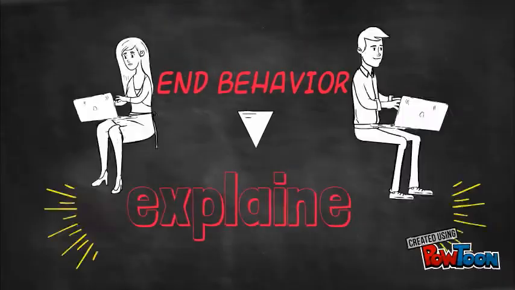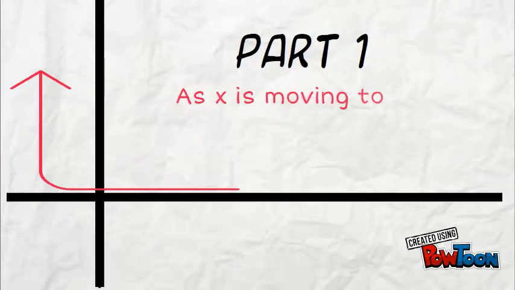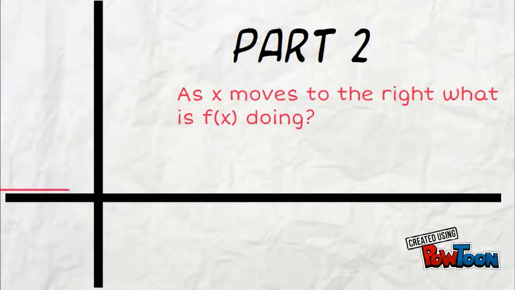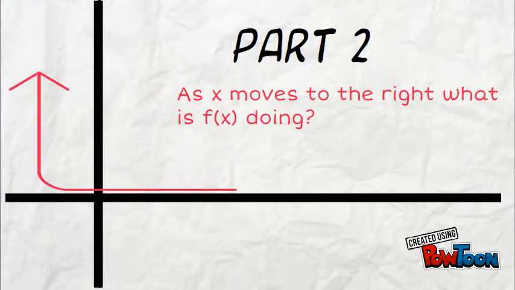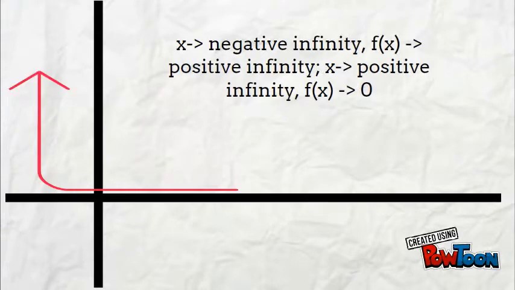And this is end behavior explained. As you can tell from our graph here, as x is moving to the left, f of x is traveling up towards positive infinity. And as you can see here, as x is moving to the right, f of x is traveling towards 0. So, our end behavior for this graph would be, as x is traveling towards negative infinity, f of x is traveling towards positive infinity. And as x is traveling towards positive infinity, f of x is traveling towards 0.